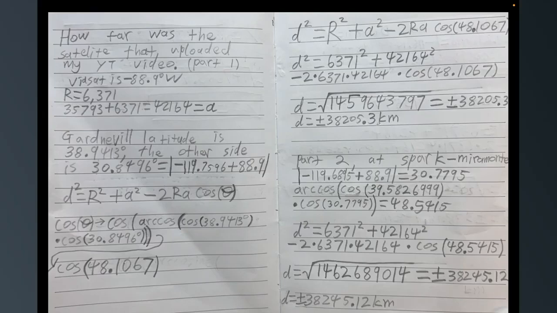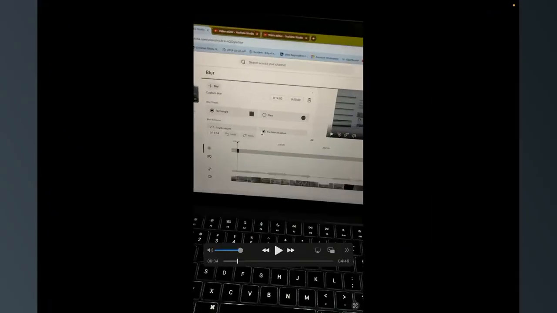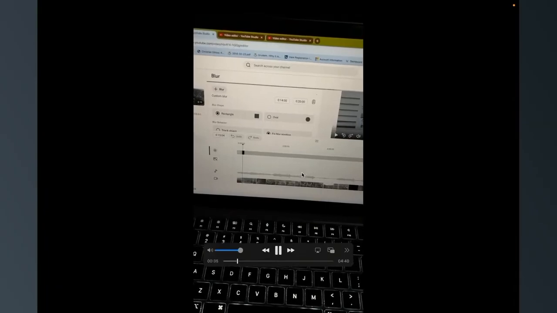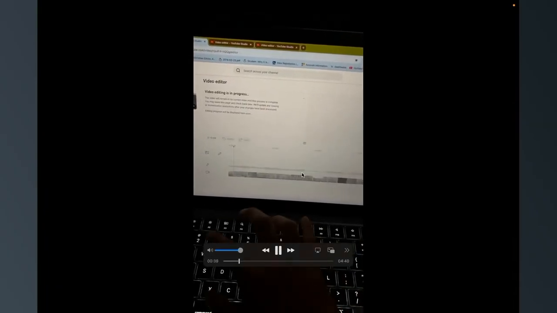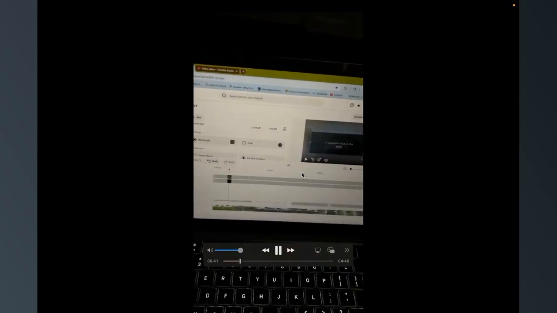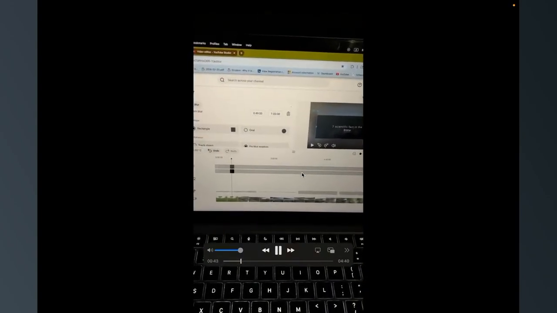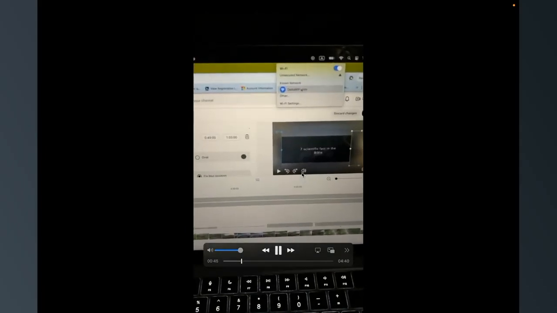number, which is d equals plus minus 38205.3 kilometers. So the distance between me and the ViaSat satellite in this video is exactly that much.